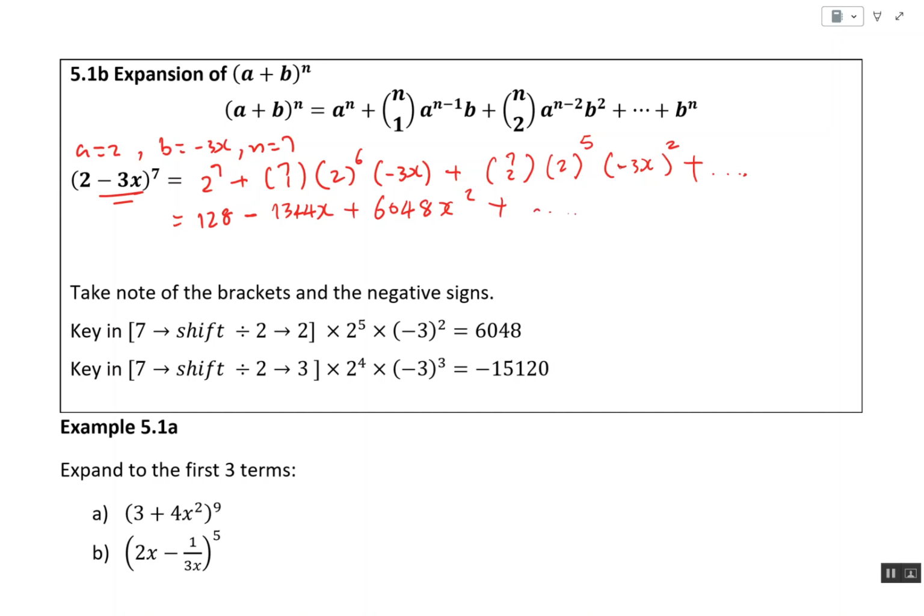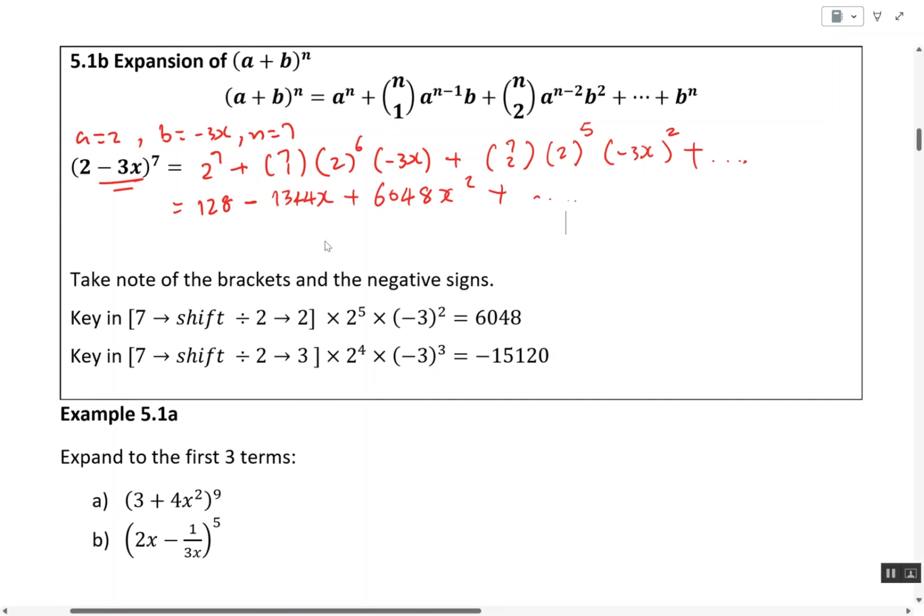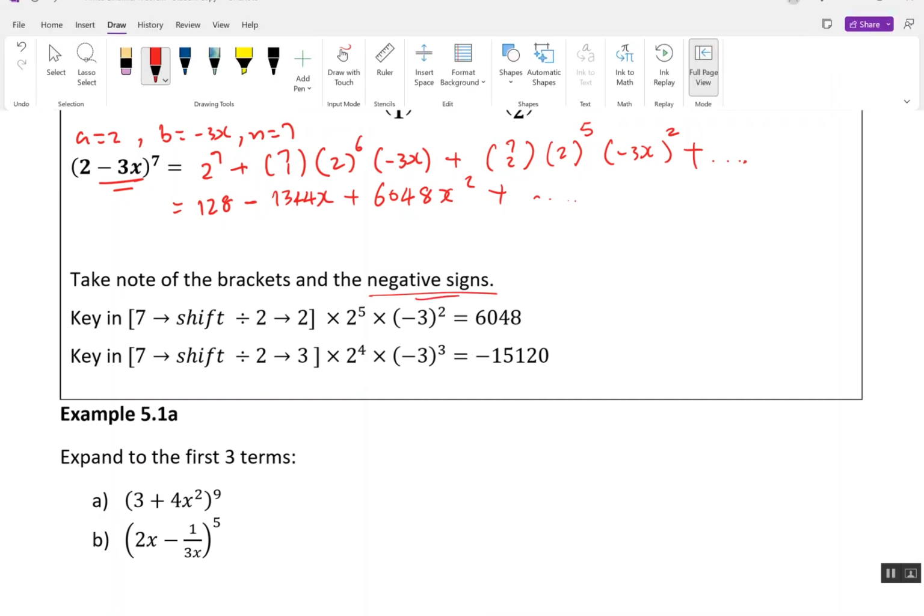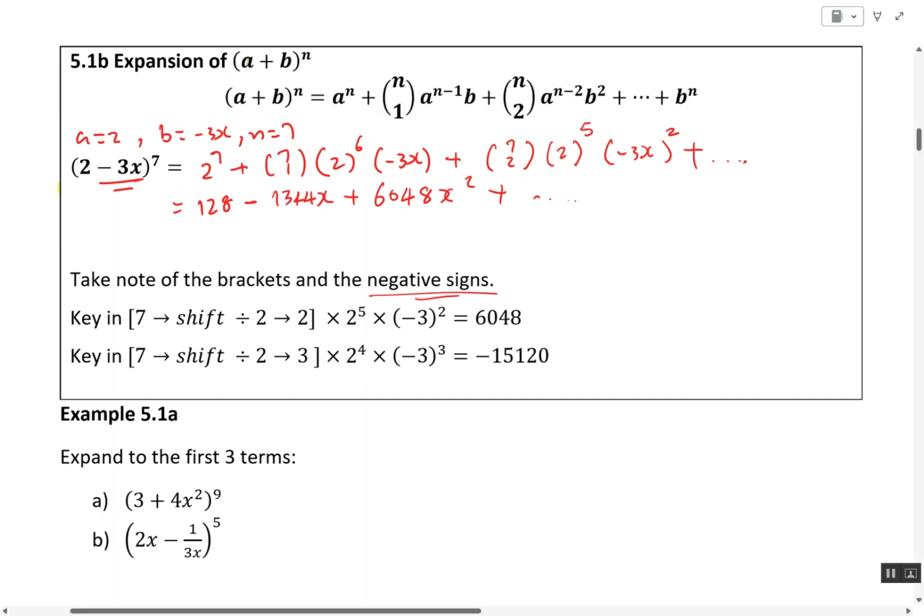That is all you all need to do for the expansion portion. Okay, so below over here is just what I emphasized on earlier. Just take note to be careful of the negative signs. But a tip that you all can use is, if within the bracket itself there's a minus here, normally it will always be the first term positive, negative, positive, negative, positive, negative.